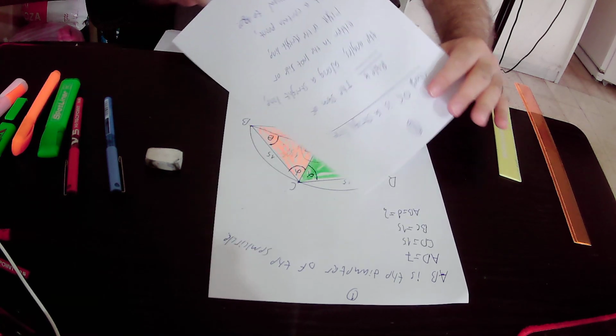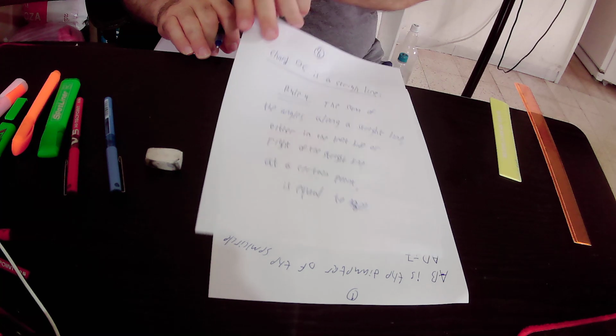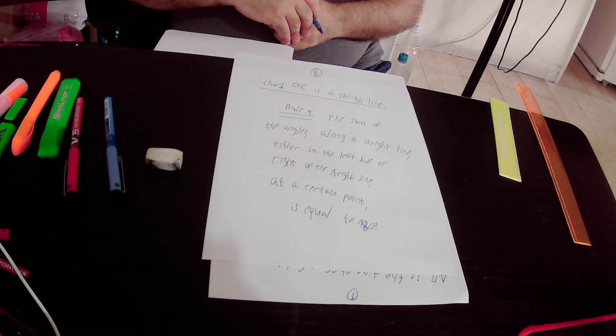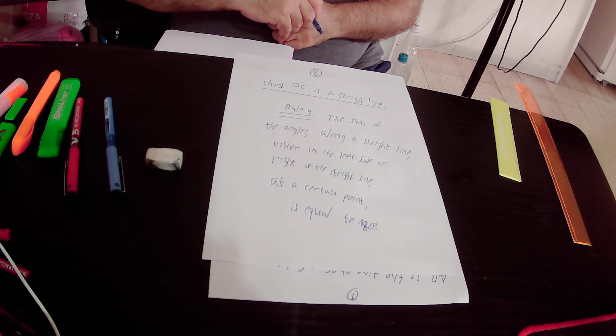Okay, so I will read rule number 4 again. Rule number 4 states that the sum of the angles along a straight line, either in the left side or the right side of the straight line, at a certain point is equal to 180 degrees.